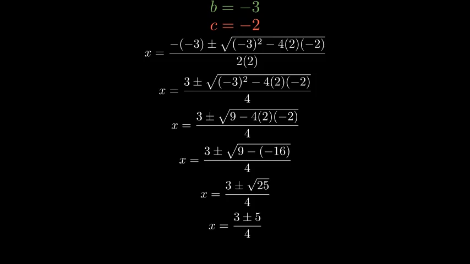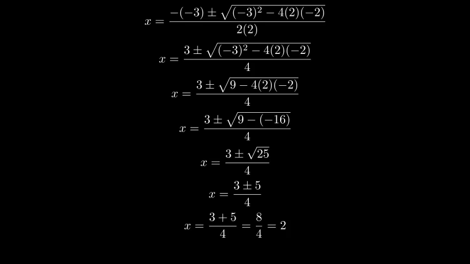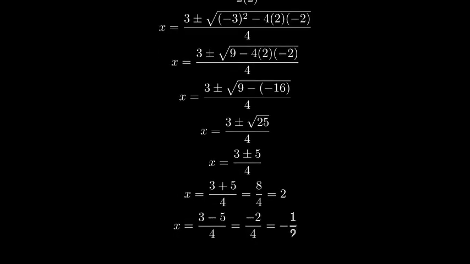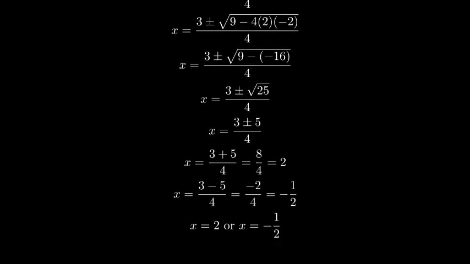Now we can write this as two separate equations. For the plus case, we have x equals 3 plus 5 over 4, which simplifies to 8 over 4, or 2. For the minus case, we have x equals 3 minus 5 over 4, which simplifies to negative 2 over 4, or negative 1/2. Therefore, the solutions to our quadratic equation are x equals 2 and x equals negative 1/2.